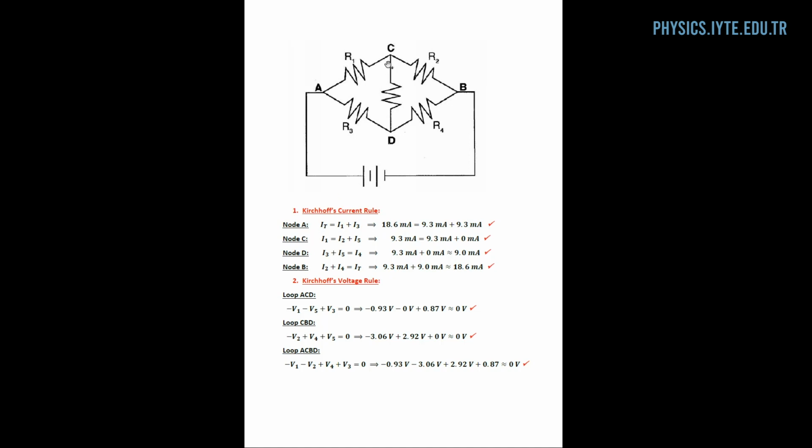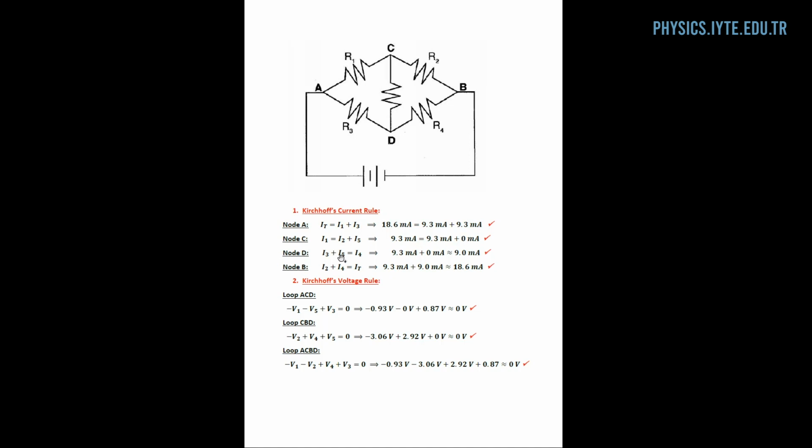At node C, we should have I1 equal to the sum of I2 plus I5. So when we replace the values, 9.3 milliamps is equal to I2, which was 9.3 milliamps again, and we measured that the current flowing through the resistor R5 was 0 milliamps. So we see that Kirchhoff's current rule at the node C is satisfied again.